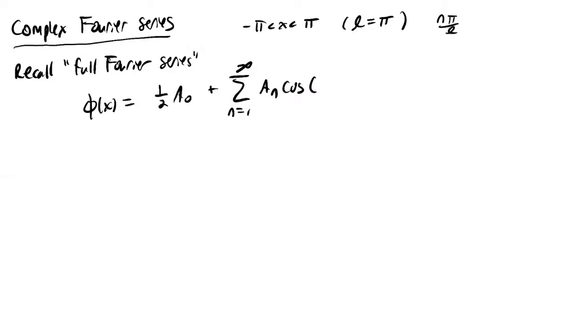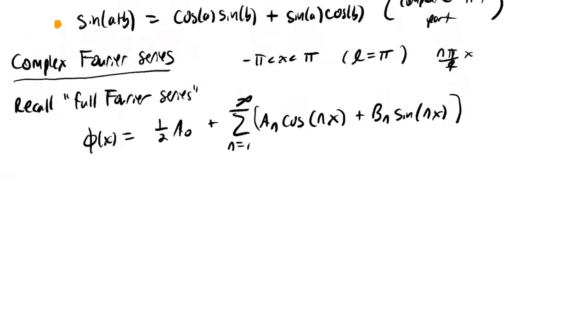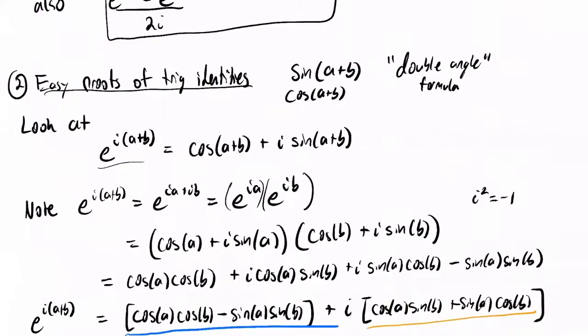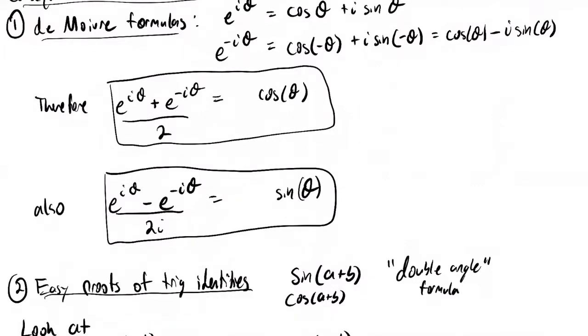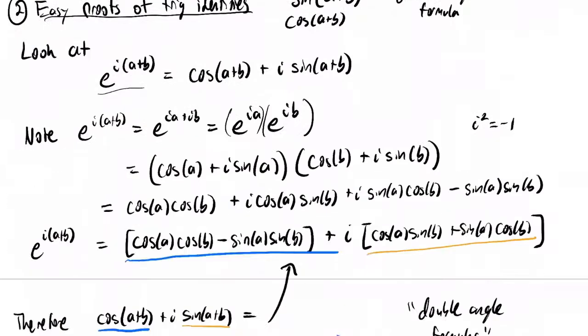So if L is equal to pi, then those just cancel, right? So I have nx. So the Fourier series in this case will become a_n cosine nx plus b_n sine nx. And so what I'm going to do is go back to these de Moivre formulas that we have. Remember, if I have a cosine, I can write it as a sum of complex exponentials times 1/2. And anywhere I have a sine, I can write it as a difference of complex exponentials times 1 over 2i. And so I'm going to plug these formulas into the full Fourier series.